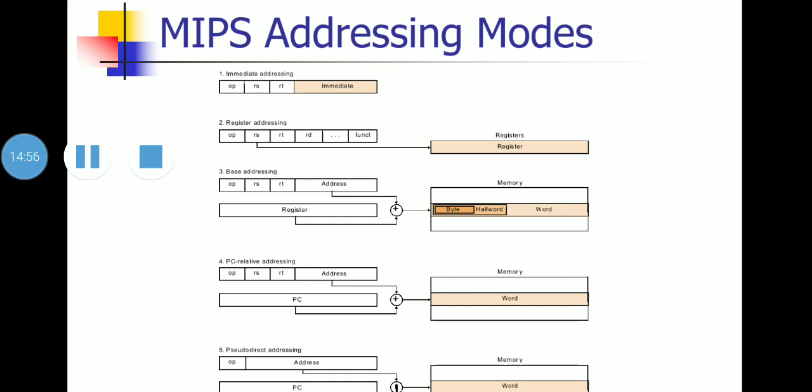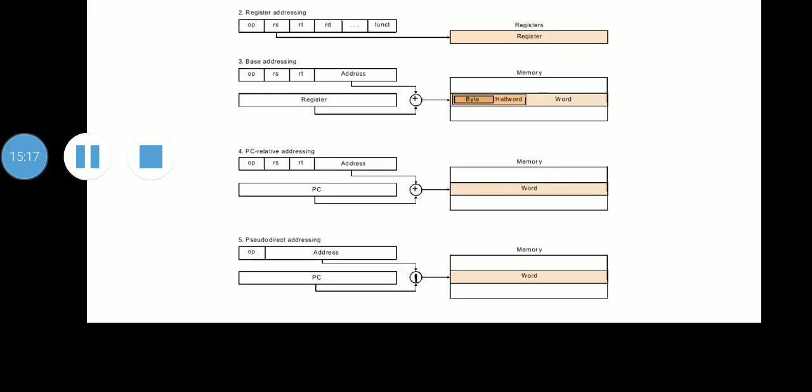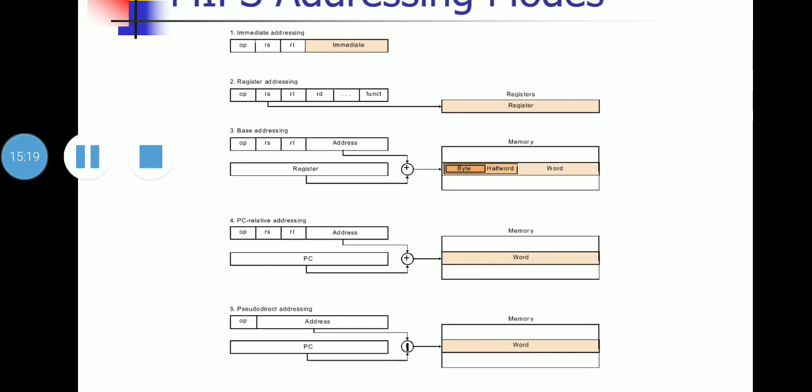And next is PC relative addressing, where the branch address is the sum of the PC and a constant in the instruction. Okay, PC stands for the program counter. The program counter tells from where the next instruction is to be fetched. Okay, and next is pseudo direct addressing. What is pseudo direct addressing? It is where the jump address is the 26 bits of the instruction concatenated with the upper bits of the program counter. Okay, so these are all the addressing modes.